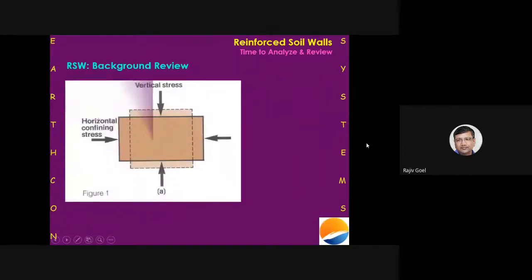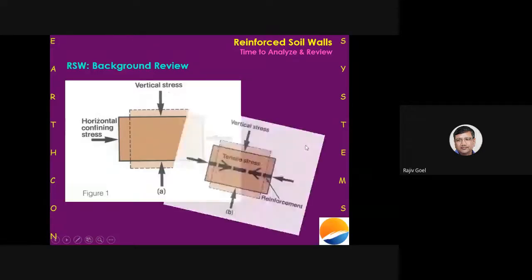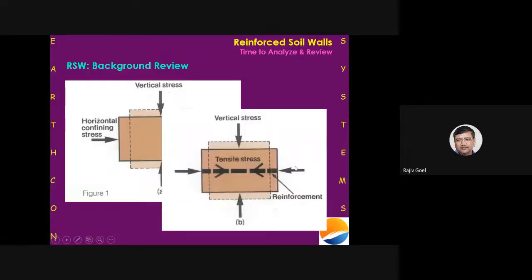This is very well understood by this slide also. If this is a soil mass and you have vertical stress being applied to it, you need horizontal confining stresses, without which this mass would fail. And these confining stresses are provided by the reinforcements which we put in reinforced soil walls. And the two in combination give you a stable system.